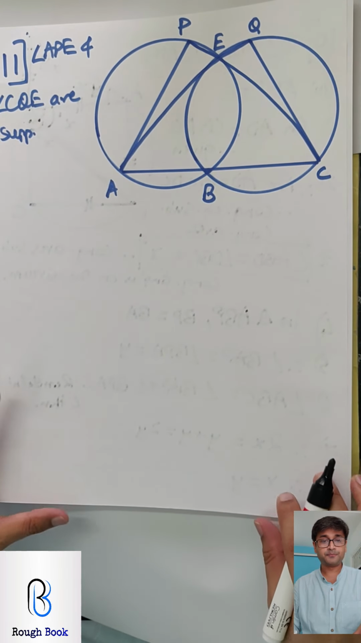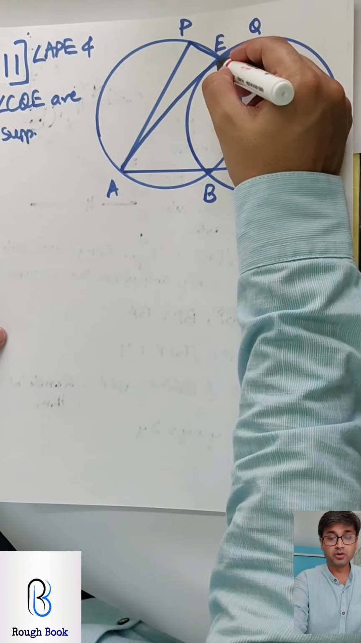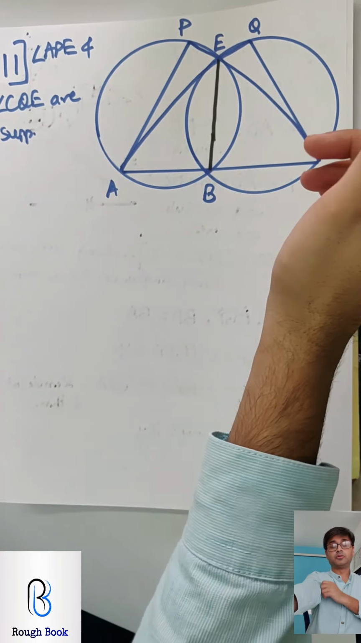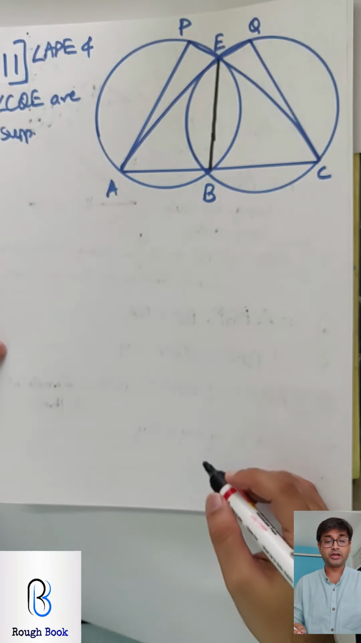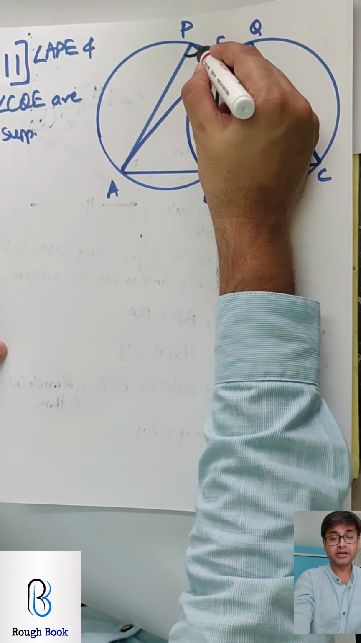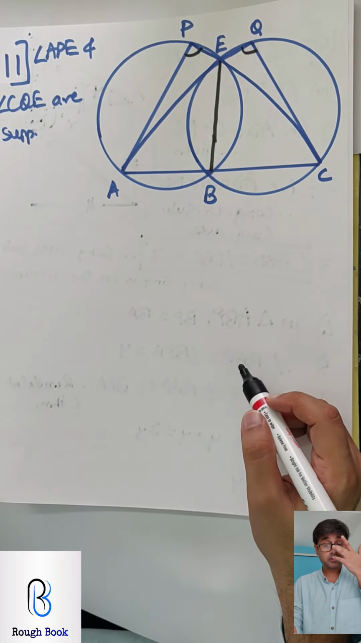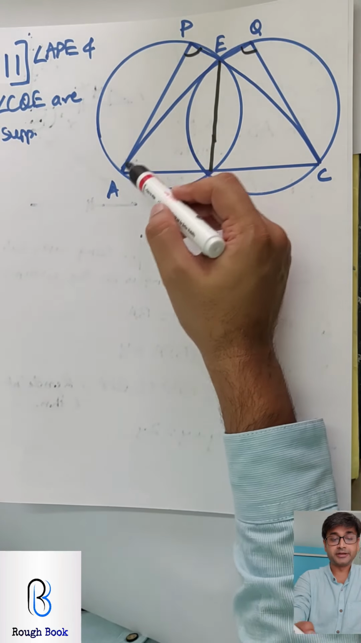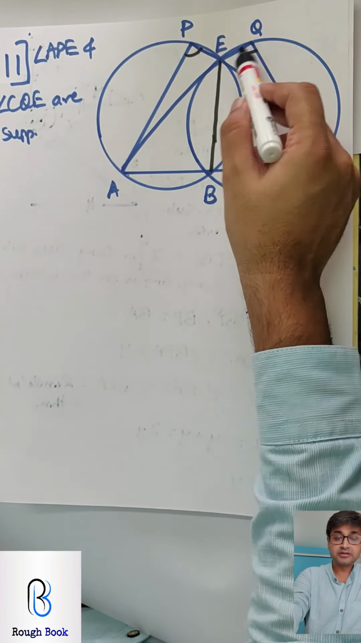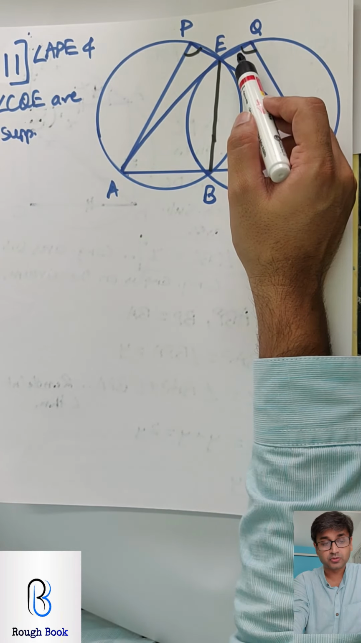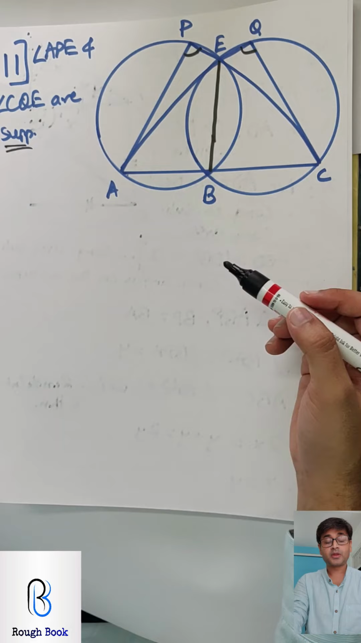Two more sums to go. Yeah, this is a very good question. Very easy question. So I've given you the clue by joining BE. Your target is to prove that angle APE plus angle CQE is equal to 180. APE is here, CQE is here. The total of these two is equal to 180 is what you have to prove. That is supplementary. How?